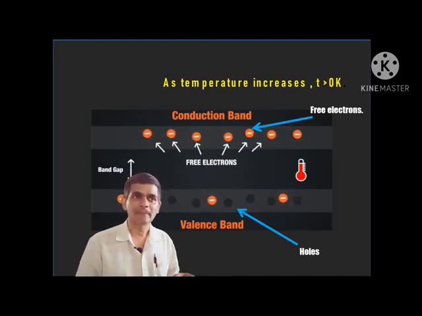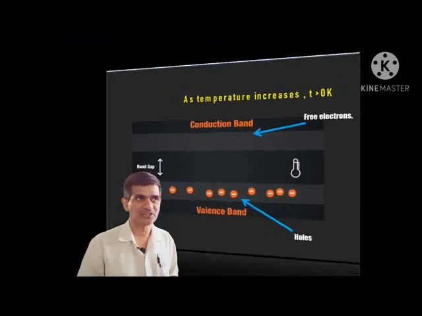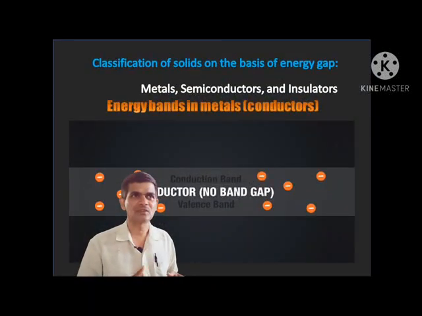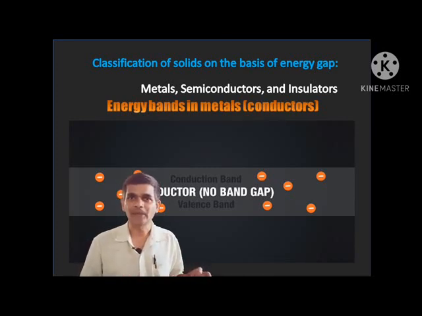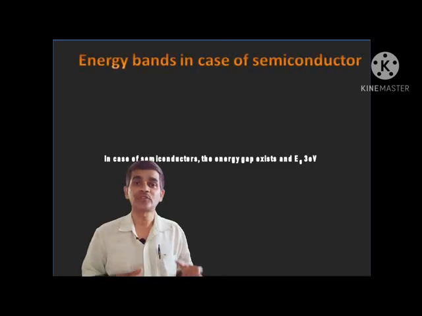Like that, as temperature increases, this happens in the case of semiconductors. Let us understand the classification of solids based on these band structures. Metals, semiconductors, and insulators are classified based on the band structure. The energy bands in the case of a conductor, you can observe in the pictures. In a conductor, the valence band and conduction band overlap. Because of that, there is no energy gap between the valence band and conduction band. Energy gap is 0.